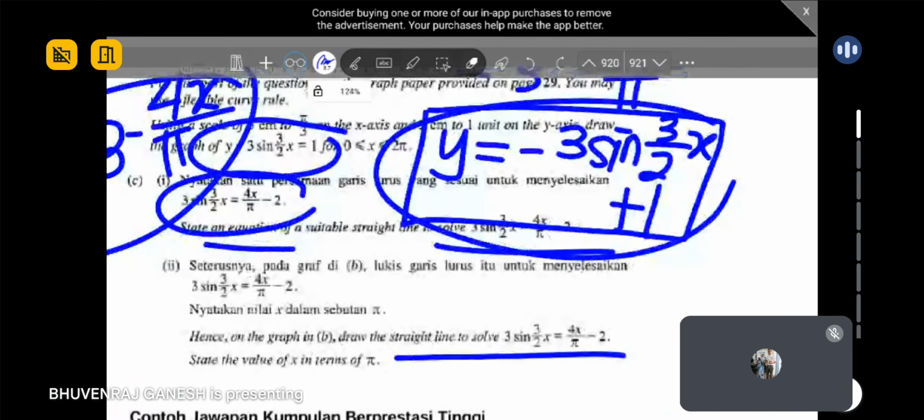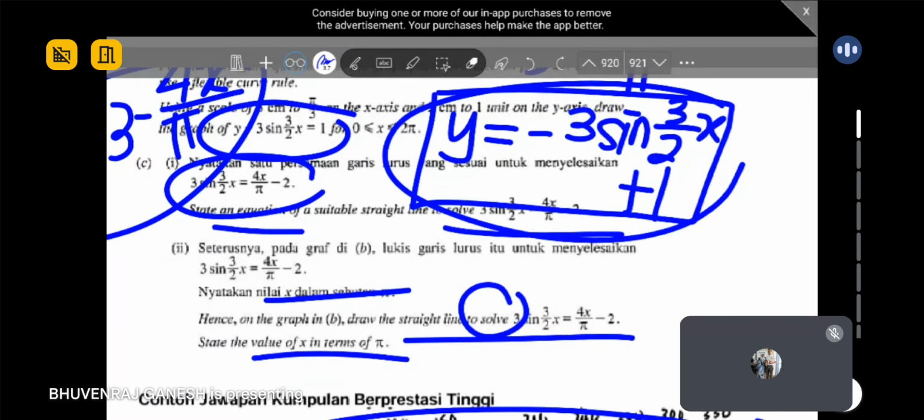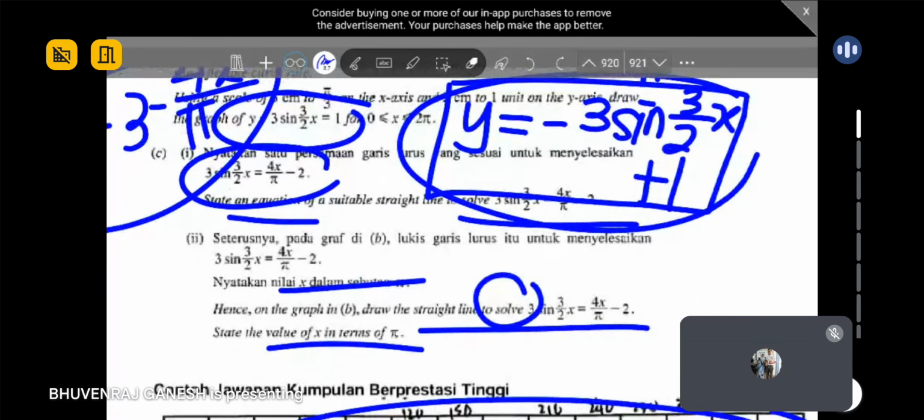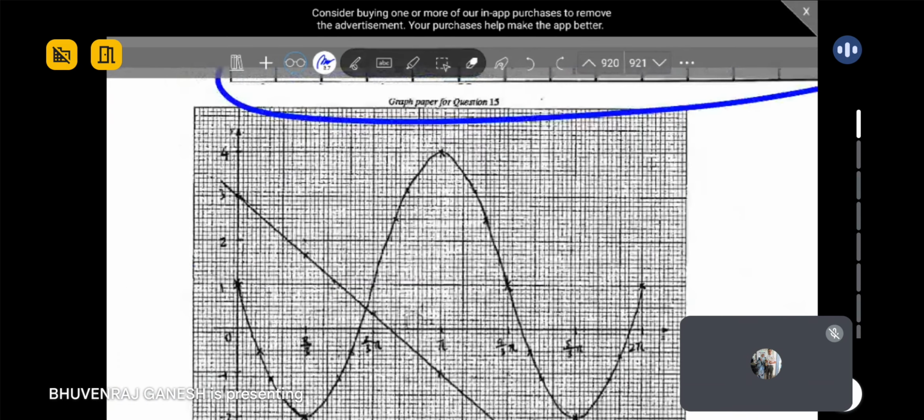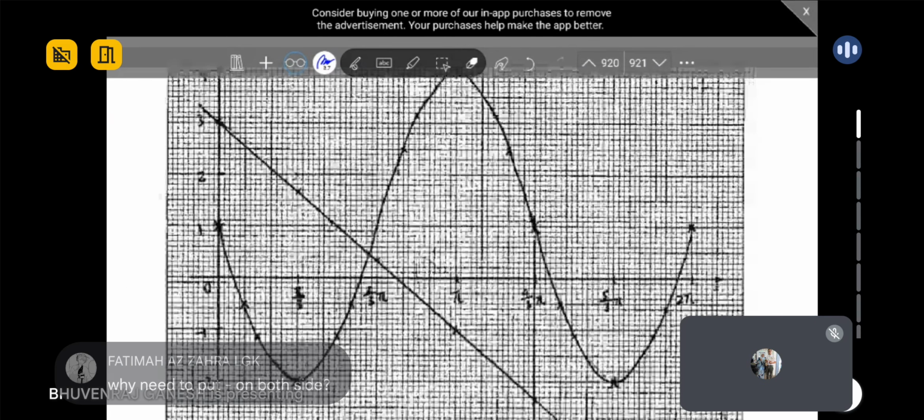This one, they ask you to state the value of x in terms of pi. So guys, they say to solve. Solve means what? May I know? Solve means find your x value. So guys, what will be your x value over here? May I know?